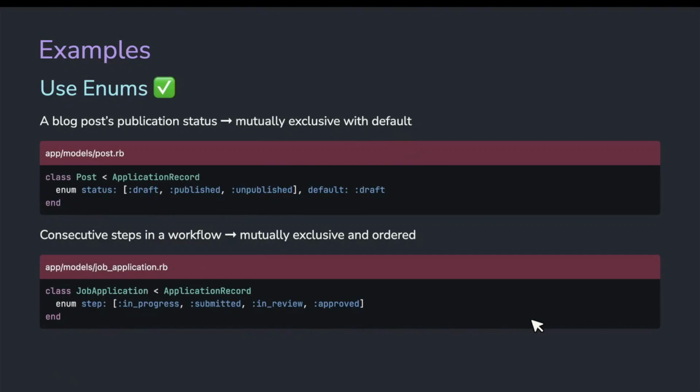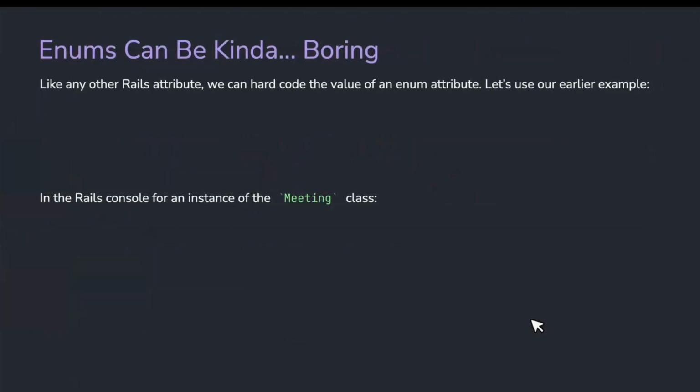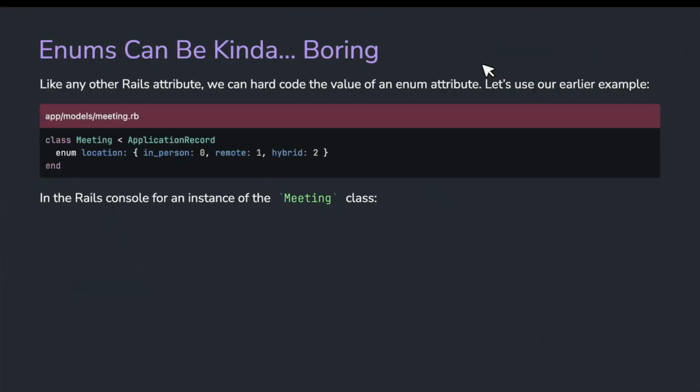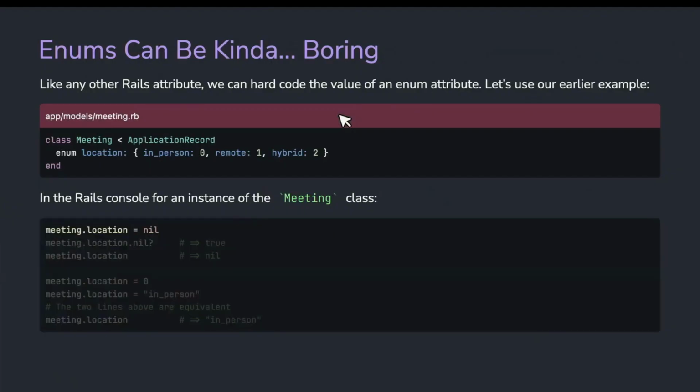So enums are pretty cool, but they can also be kind of boring because they're just like any other Rails attribute too. You can hard code the value of an enum attribute. So using our earlier example with meeting, in the Rails console for an instance of the meeting class, so we're creating a meeting instance object here. When we call location and we're setting the value to nil, we ask meeting.location.nil?, it returns true because we just set it to nil here.